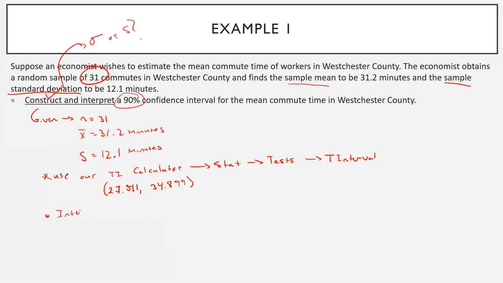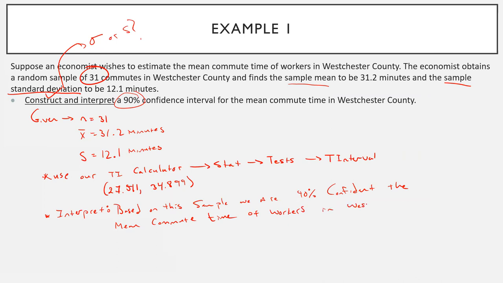Now let's interpret it. Just stick with the standard verbiage. Based on this sample, we are 90% confident the mean commute time of workers, because we're talking about workers in Westchester County, is between 27.511 minutes and 34.899 minutes.